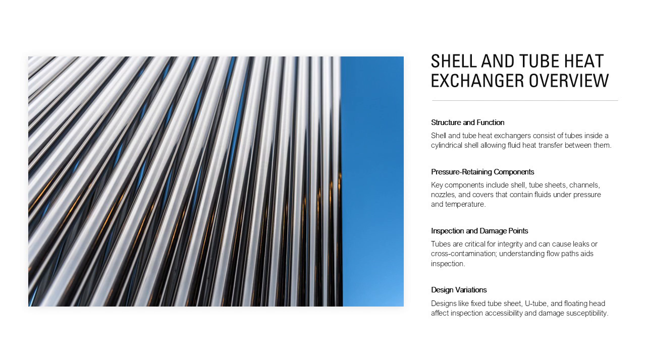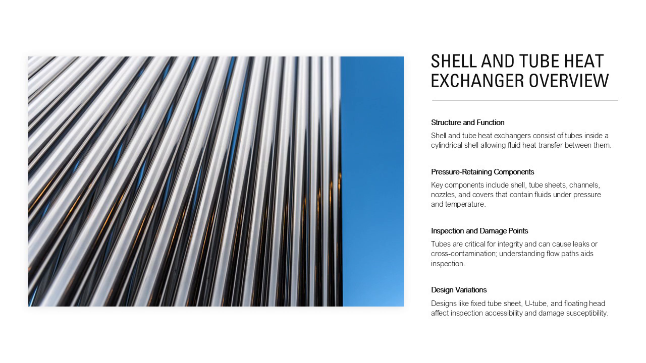From an inspection perspective, these exchangers are classified as pressure vessels because they contain fluids under pressure and temperature. Key pressure-retaining components include the shell, channels or bonnets, tube sheets, nozzles, and covers. The tubes themselves, while thin, are critical for process integrity and can be a primary source of leaks or cross-contamination. Inspectors must understand the basic configuration and flow paths to correctly interpret inspection findings and identify likely damage locations.